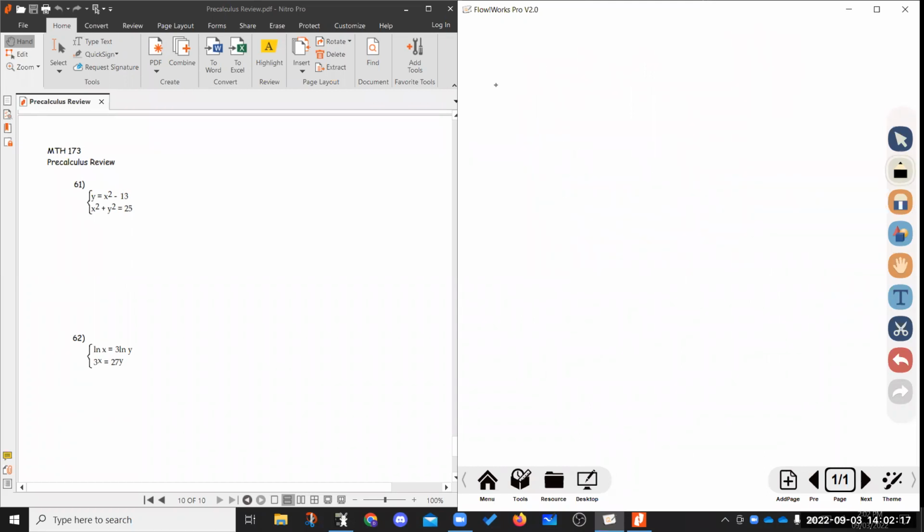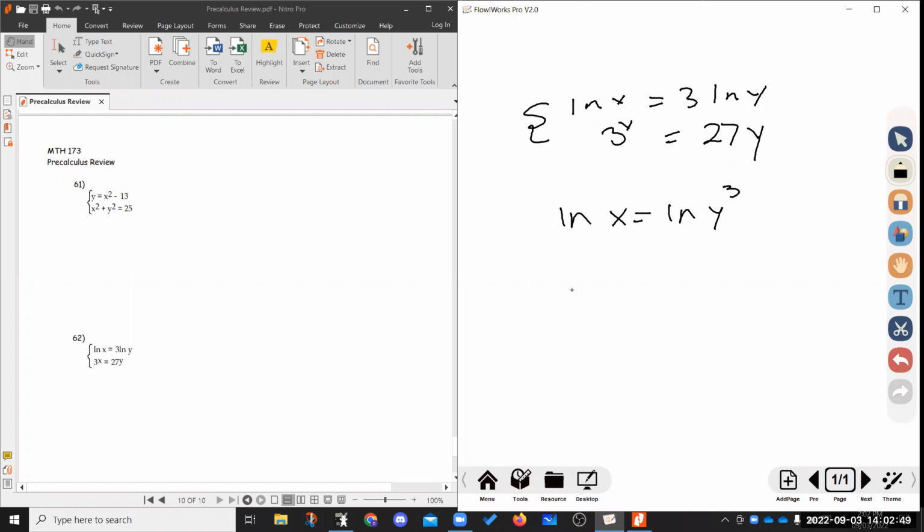Ooh, now we have some fun stuff with some natural logs. Natural log of x is equal to 3 natural log of y. 3 to the x is equal to 27y, not 27 raised to the y. It's 27y because the y is not little. So, okay, for this first equation, ln of x is equal to ln of y to the third. So x is equal to y to the third.